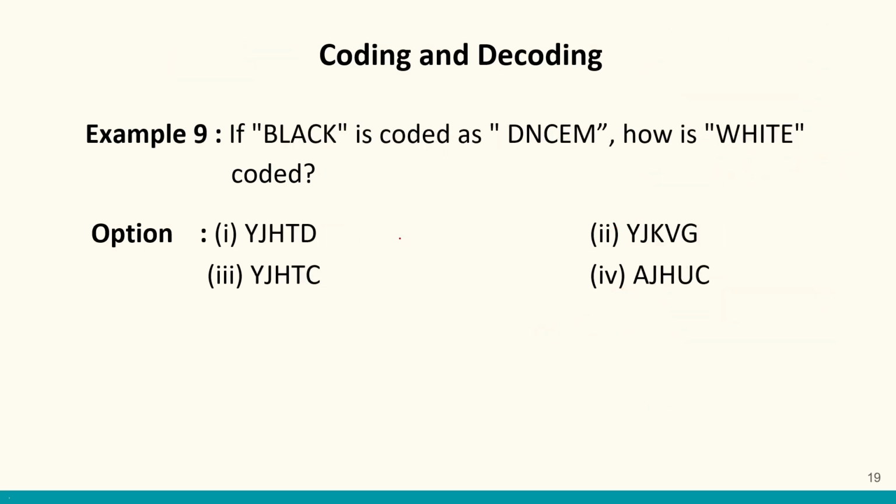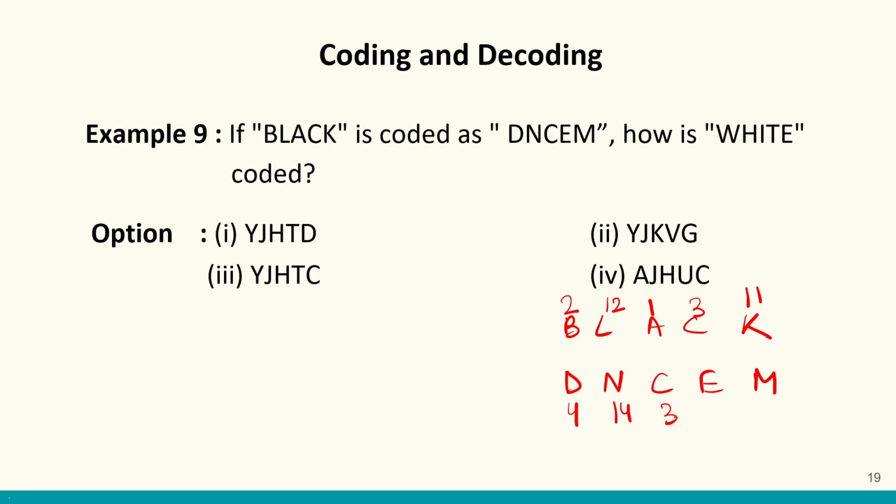So let us look at this question. Black is coded as D, N, C, E, M. So we have to figure out how white is coded. So let us write black is coded as D, N, C, E, M. So position of B is 2, L position is 12, A position is 1, C position is 3, K's position is 11. So over here I can see that D is 4, N position is 14, C position is 3, E is 5, and M is 13.